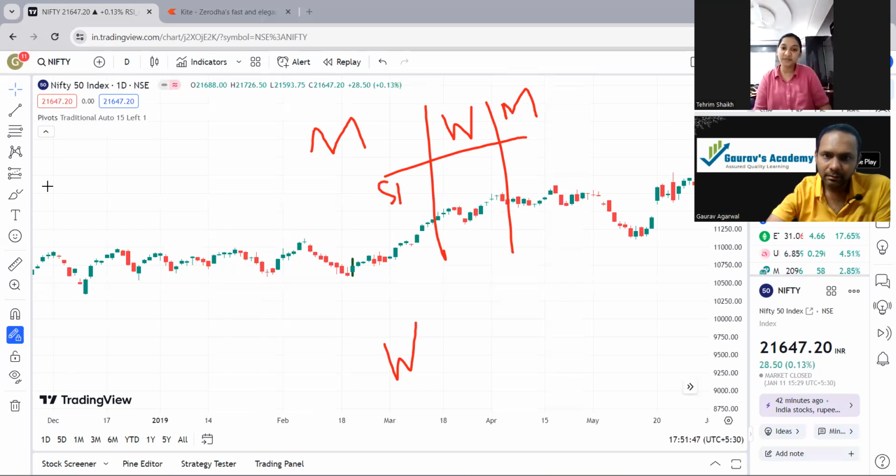So the highest will be the entry point and the lowest will be the stop loss.